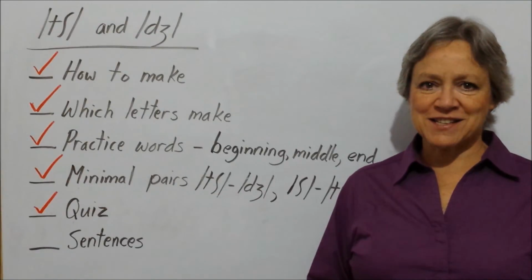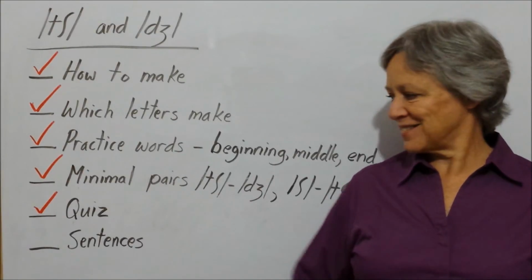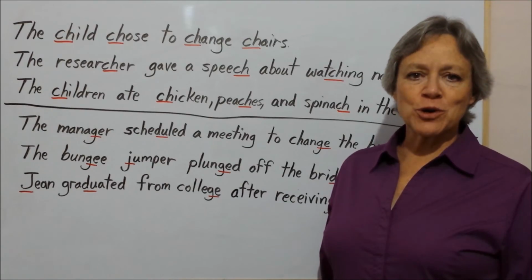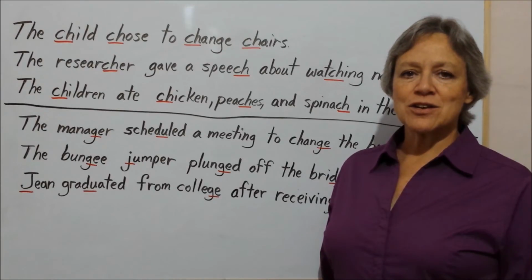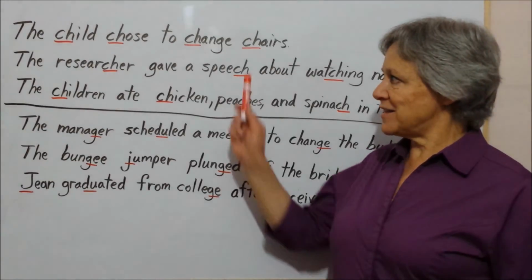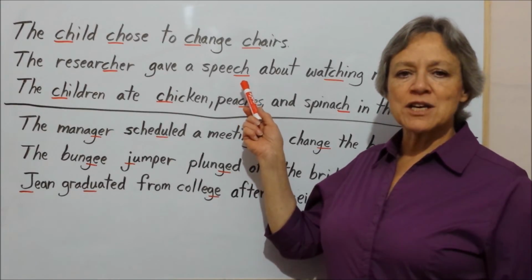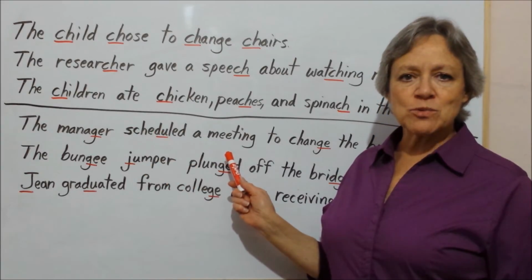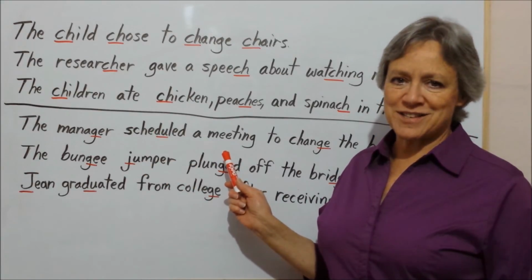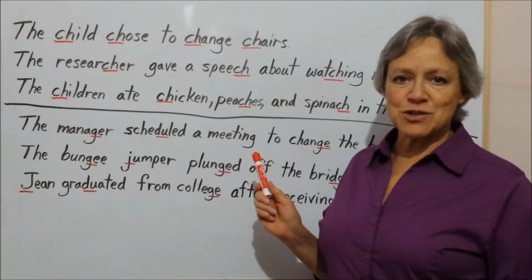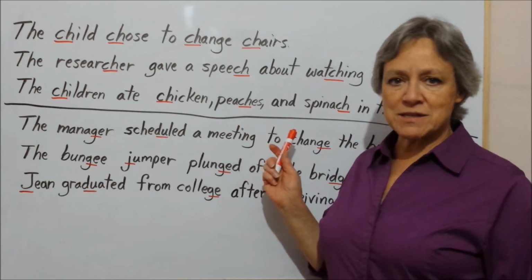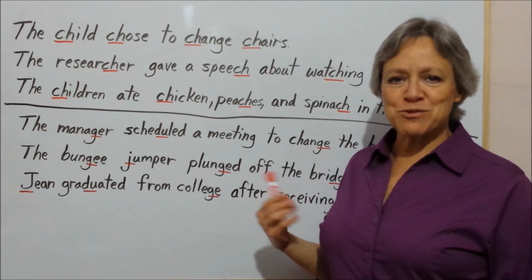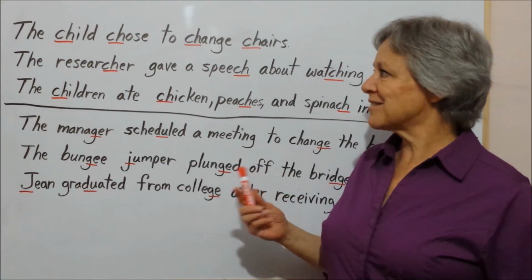Finally, I'd like to give you some sentences to practice with me. Here are some sentences with words containing the ch and j sounds. The sentences at the top have words with the ch or voiceless sound, and the sentences on the bottom have words with the j or voiced sound. Please practice saying these sentences with me. First, I will read the sentence slowly, and then I'll read it at a little bit more natural pace, okay? Please repeat these sentences after me.